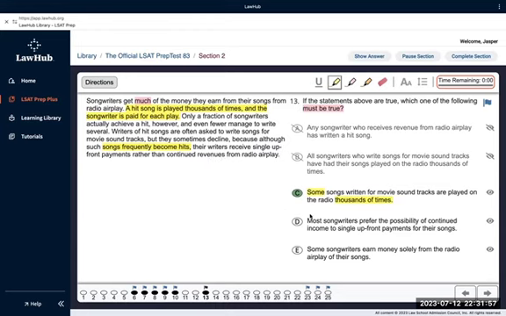D, most songwriters prefer the possibility of continued income from single upfront payments. Their writers receive, they sometimes decline. Doesn't give me majority. Some songwriters earn money solely from radio airplay. I can't say that, right? Songwriters get much of the money they earn from radio airplay. I can't say that based on the information that I've been given, right?